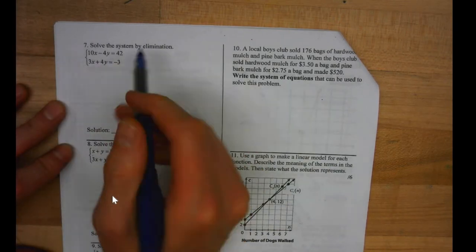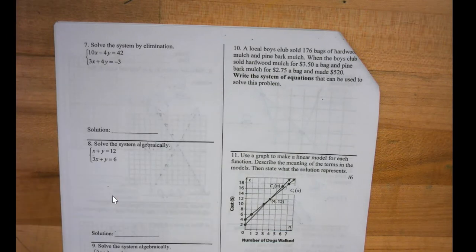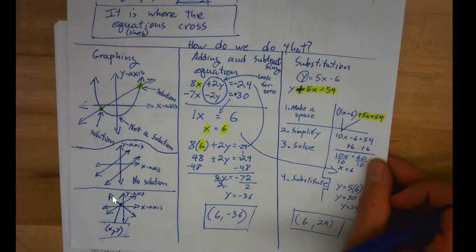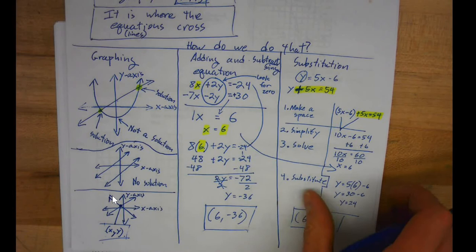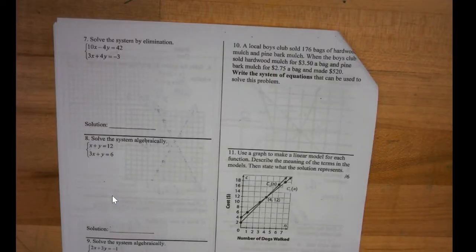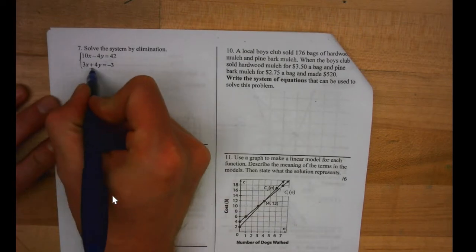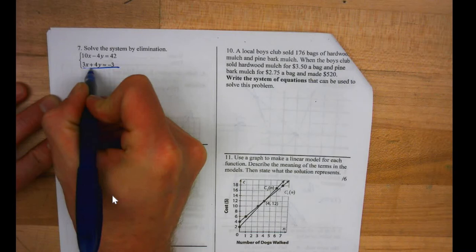You watch. Okay, first one, solve the system by elimination. So again, we are in systems of equations. So we're talking about where two lines are crossing. If you want to get a better picture of these notes, look at my previous video. Solving systems by elimination. This is where you're adding two equations together to get rid of one of the variables.